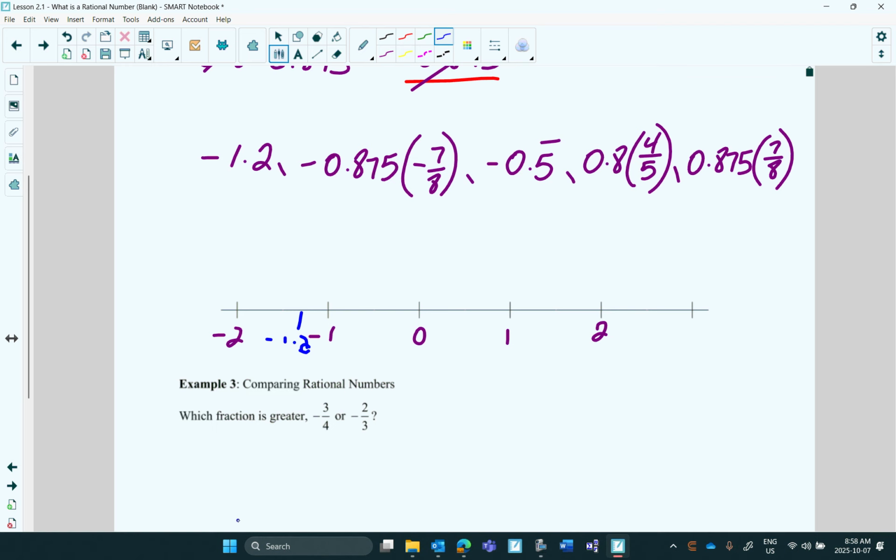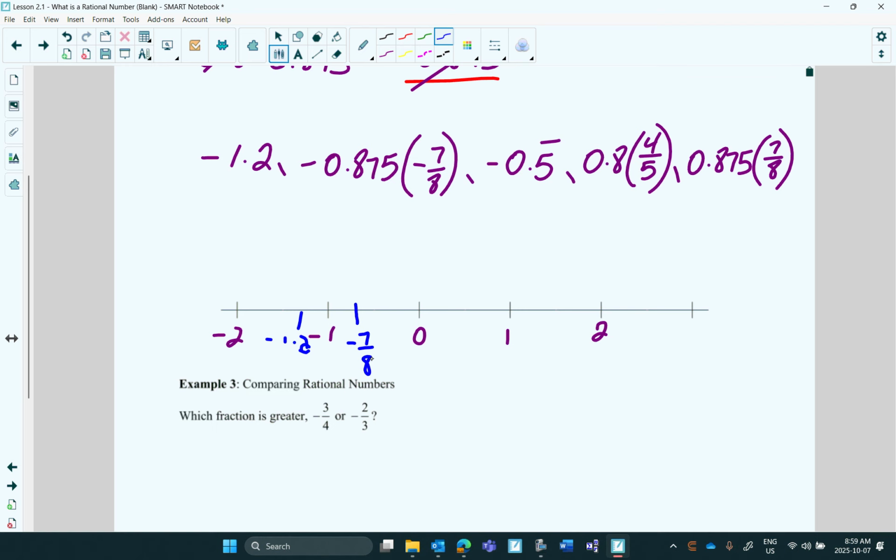Where would I put negative 0.875? Yep. Good. Thank you. Yeah, right about there.